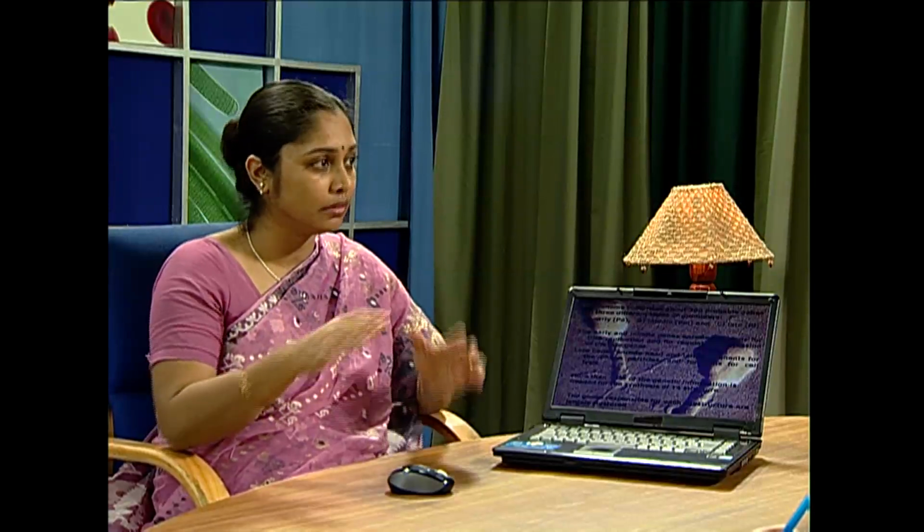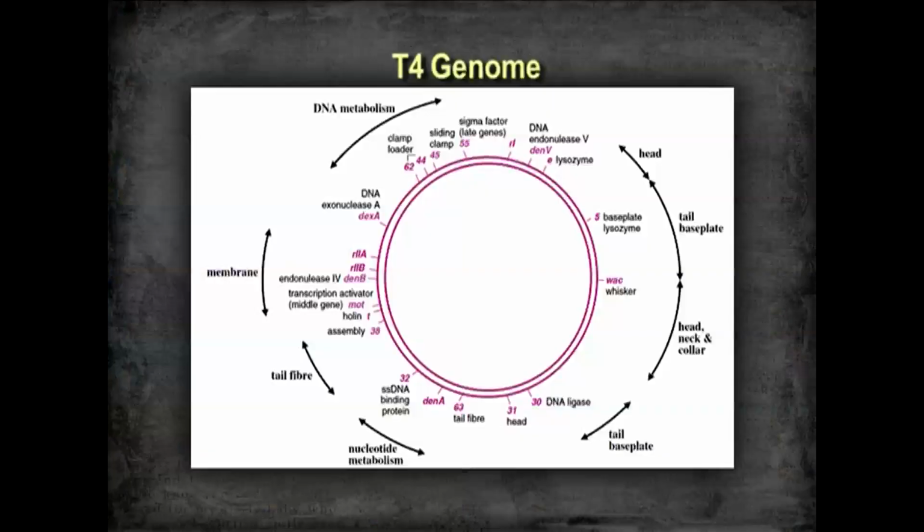More than 40% of the T4 genome is used to encode proteins needed to construct the T4 structure. And if we look into the genome, we will see that the genes responsible for each substructure are clustered. Like all the genes responsible for base plate or tail formation, they are clustered here. All the genes responsible for tail fiber, they are clustered here. All the genes responsible for head, they are clustered here.